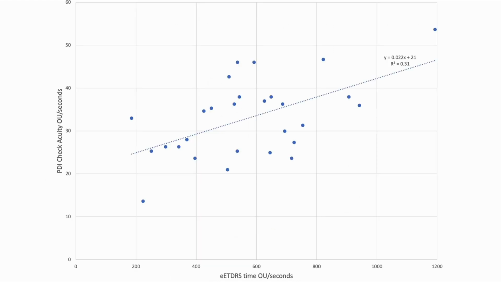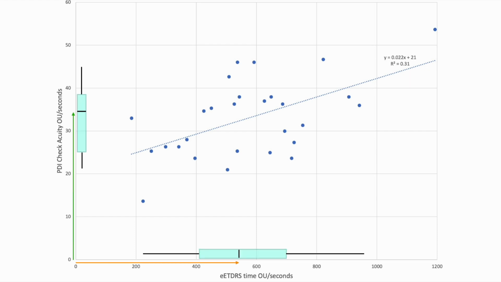An expense of the excellent or optimum is time, and we see here that eTDRS on the x-axis compared to PDI Check on the y-axis. In general, a patient who is quicker on one is quicker on the other, but notice the scale is different. There is significantly less time required for PDI Check.